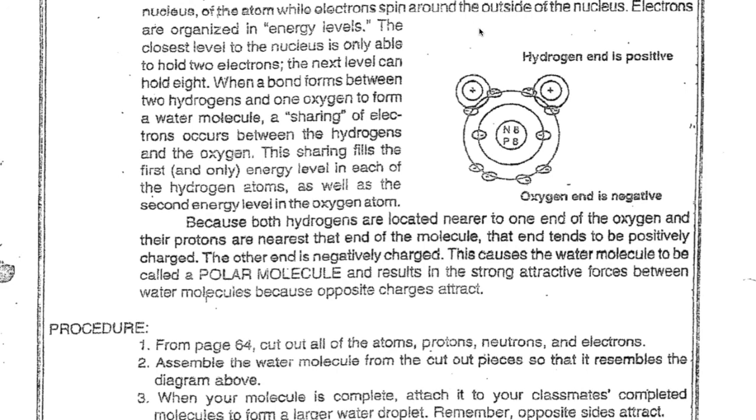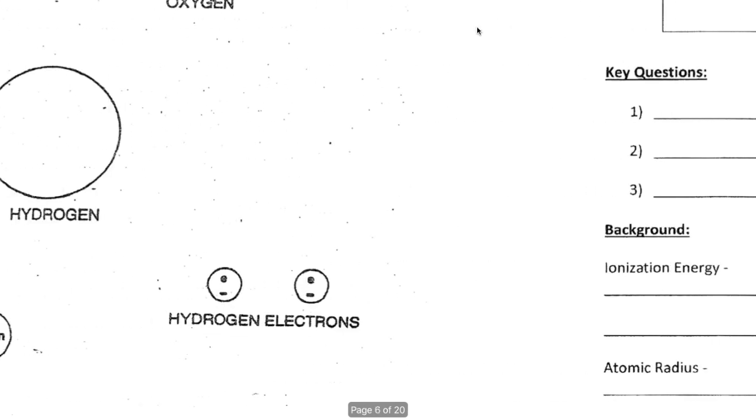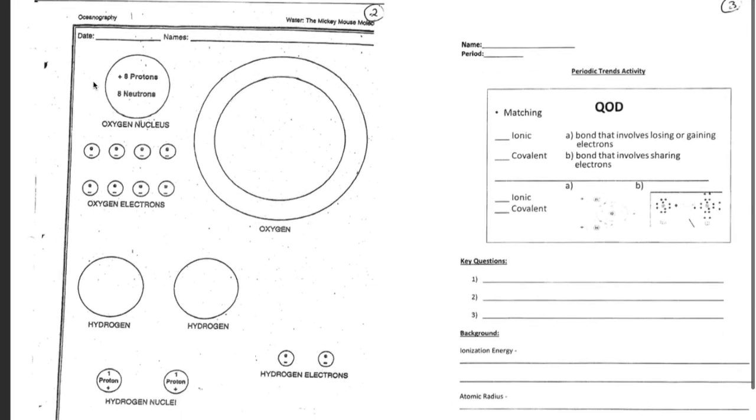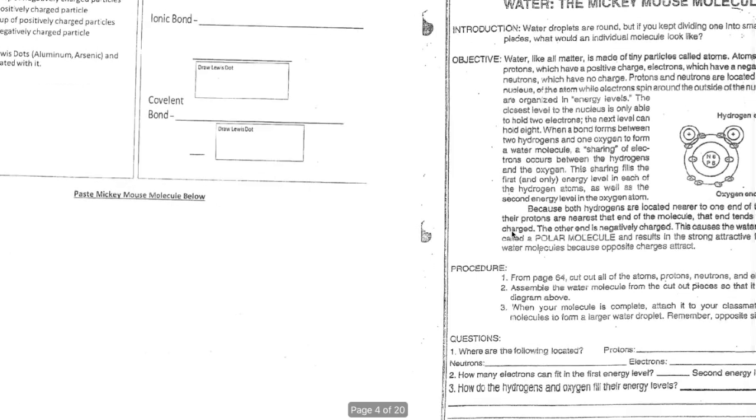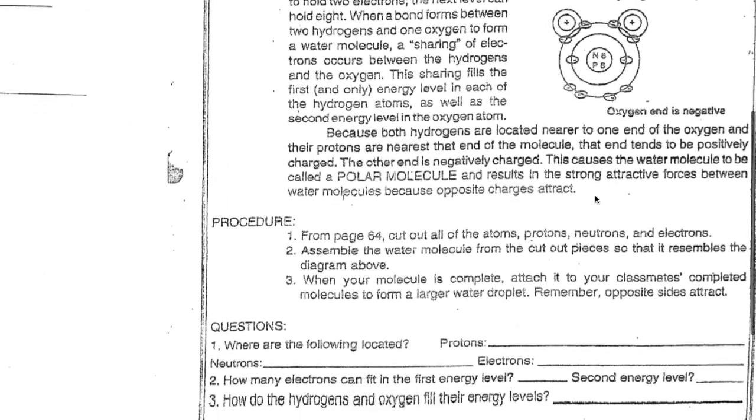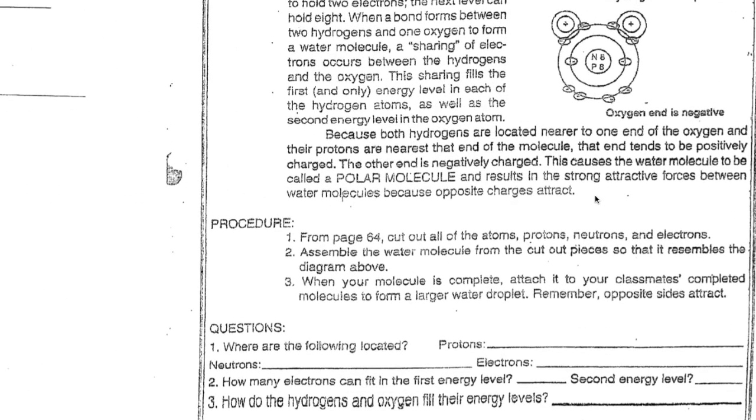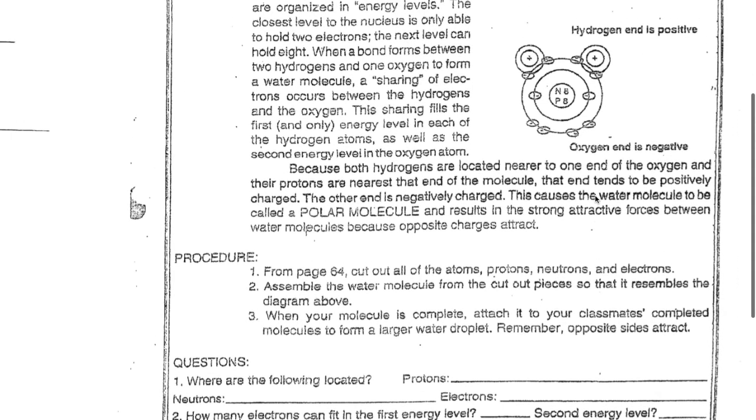So this is what you're going to do today. From the following page, page 64, where you see these cutouts for a molecule, you are going to cut out all the atoms, protons, neutrons, and electrons, and you're going to assemble a water molecule from those cutout pieces so that it resembles the diagram on the sheet of paper.